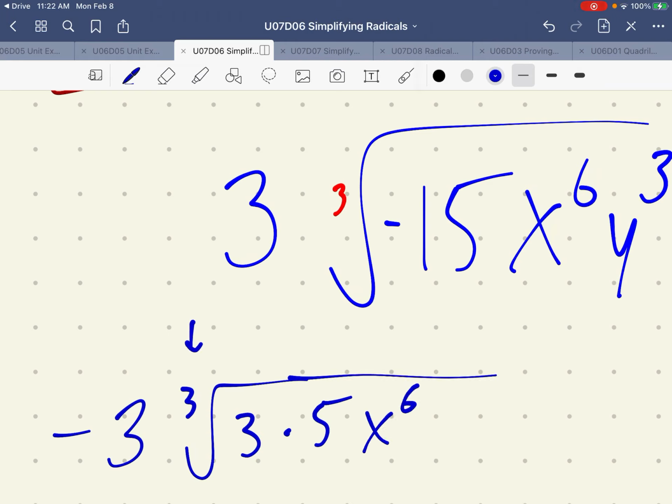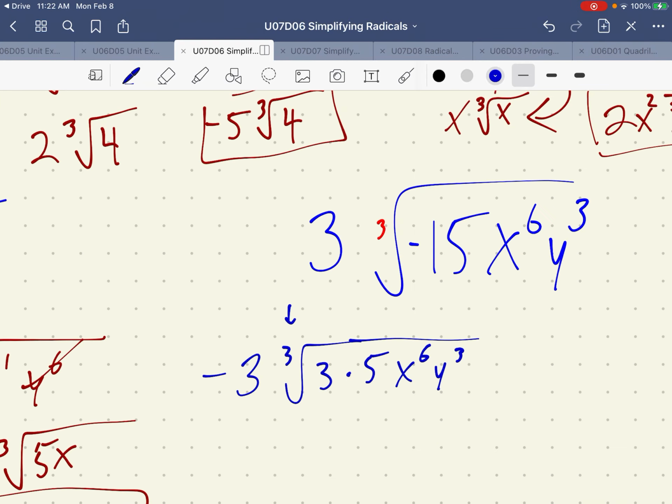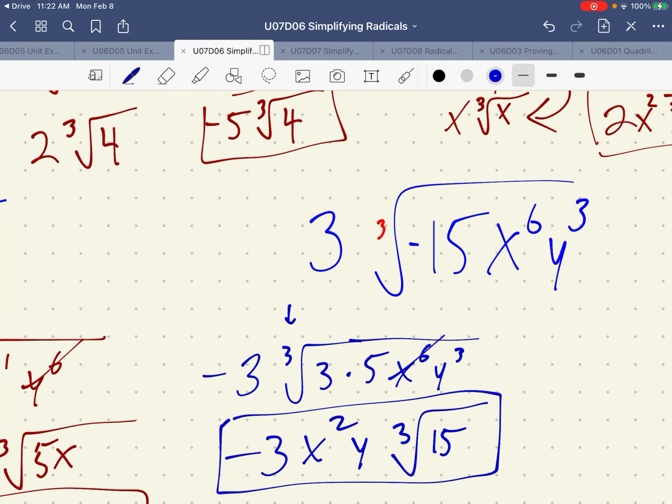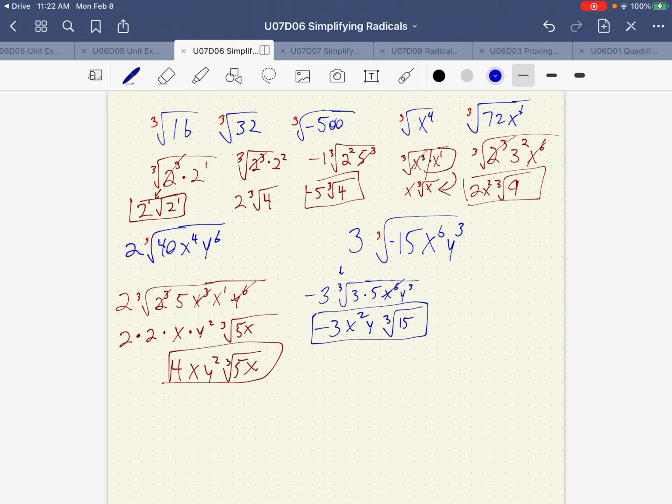X to the 6th is divisible by 3, and y to the 3rd is also divisible by 3. So our final answer should be negative 3, x to the 2nd, y to the 1st, and the cubic root of 15. And you could apply this to any index. So if the index was a 4, we would be separating things into groups of 4, and so on. Let's take a quick look at multiplication and how that works with radicals, and that'll be the end of this video.